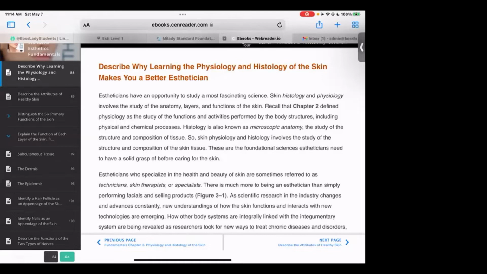So just as a recap, skin physiology: the study of the functions and activities performed by the body structures, including physical and chemical processes.